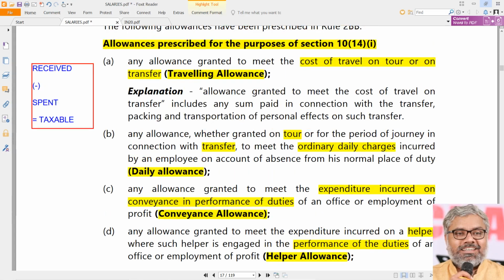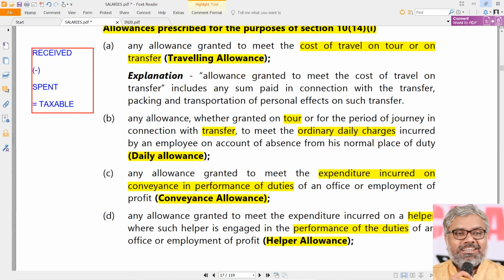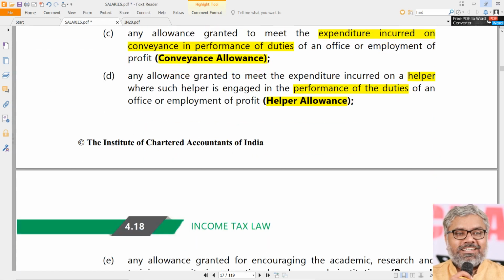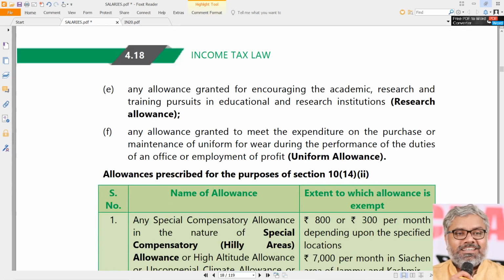But this is different. What we are talking about under 10(14)(i) are not in the fully taxable list. These are partly exempt, partly taxable, depending upon the facts. So sometimes there may be nothing taxable. Depending upon the situation, there may be some amount which is taxable. But the common point here under 10(14)(i) is that all these allowances are granted for the purpose of meeting official expenses. So that is traveling allowance, daily allowance, conveyance allowance, helper allowance, and some other names like research allowance.